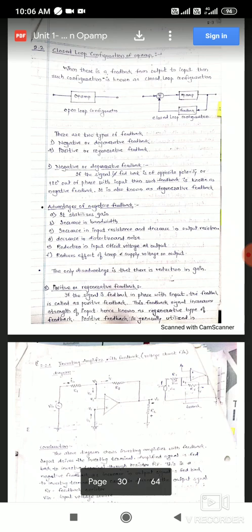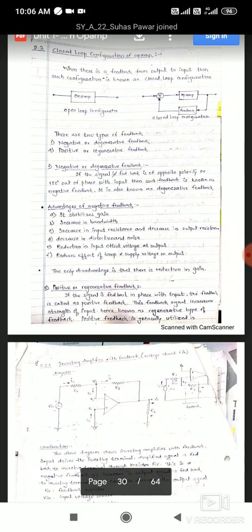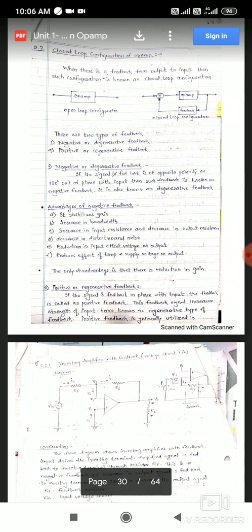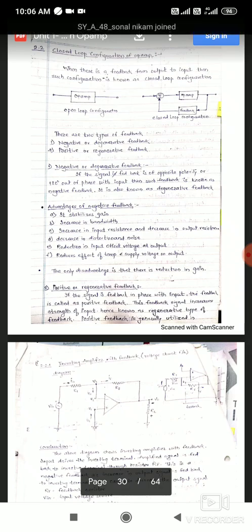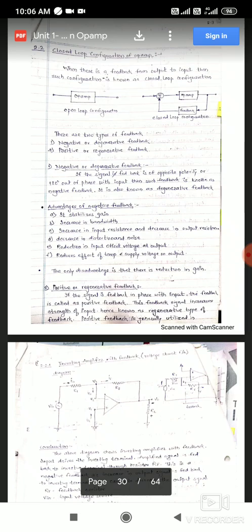Before starting today's topic, first of all, within 5 minutes, we can take a review of what we have completed and discussed in the previous lecture. In the previous lecture, we started with the closed loop configuration definition. We understood the definition, and after that we saw there are two types of feedback used in closed loop configuration. The first one is negative feedback, the second one is positive feedback.